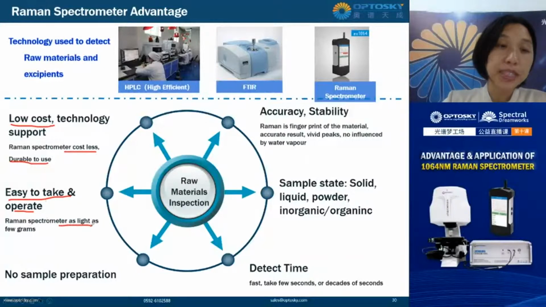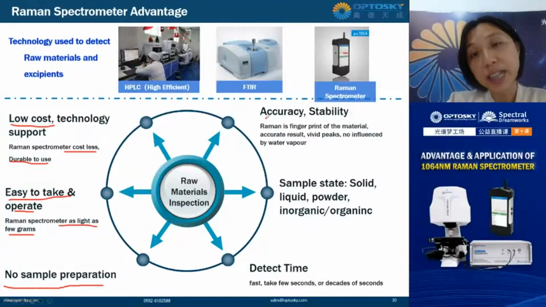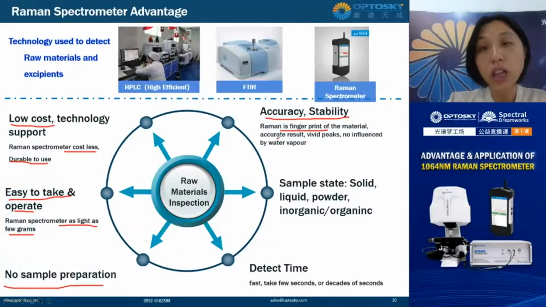It's very easy to carry and operate. It weighs just a few hundred grams, needs no sample preparation, and its accuracy is stable. And Raman is a fingerprint of a material, so it can export accurate results. It can identify solids, liquids, powders, and inorganics. It doesn't take much time, it's fast.